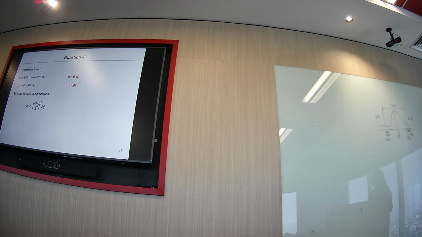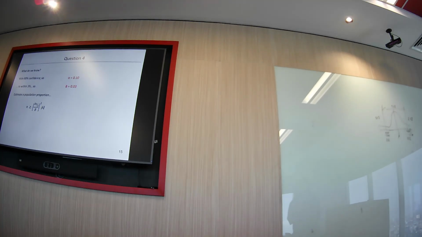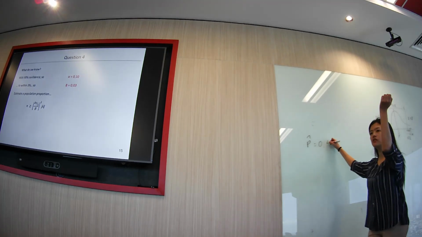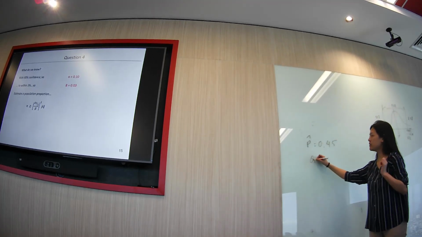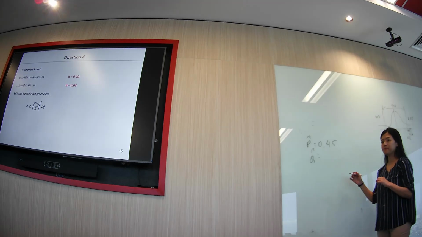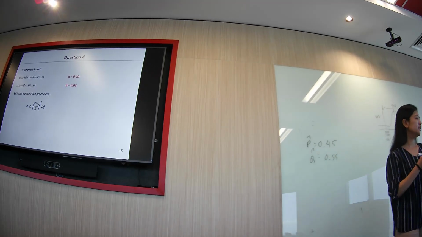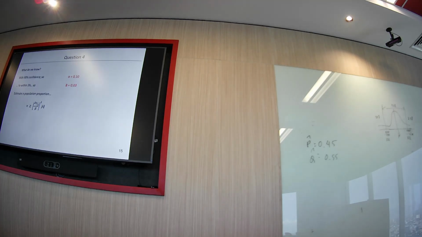This one is the formula: n is greater than or equal to. Do you know the p hat from the question? The p hat is 45%, so p hat equals 0.45. Then the q hat will be equal to 0.55. Okay, and you have the b also.